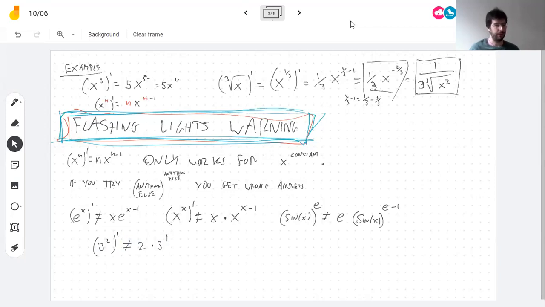I guess the first 3 we don't know how to compute yet, but we will. But the last one we do know. What's the derivative of 3 squared? Zero. Thank you, Matthew. It's a constant. Even if it looks complicated, the derivative of any constant is zero.